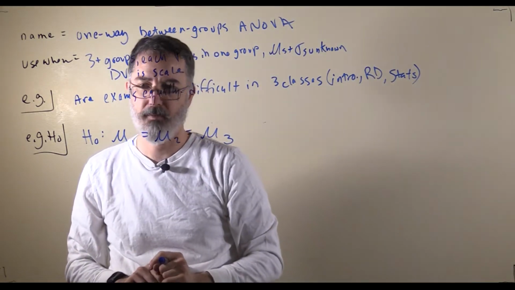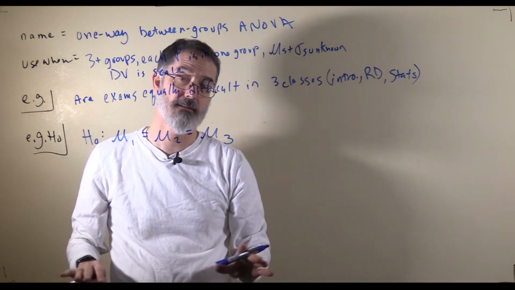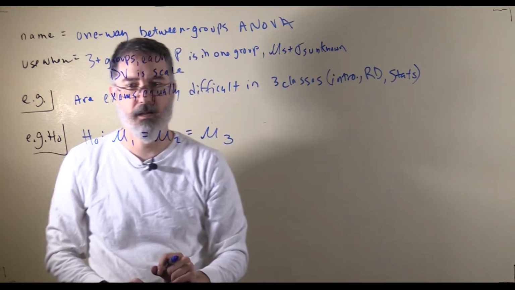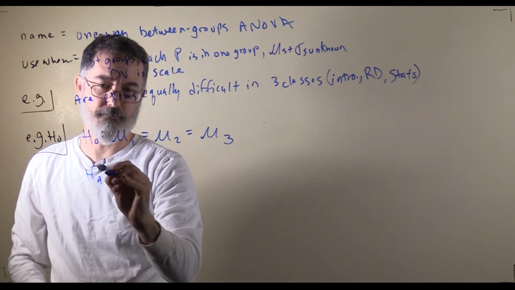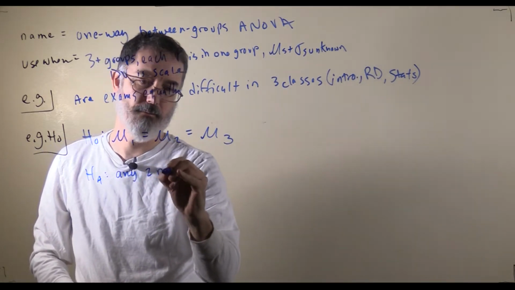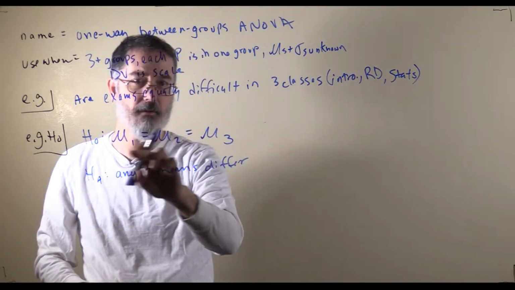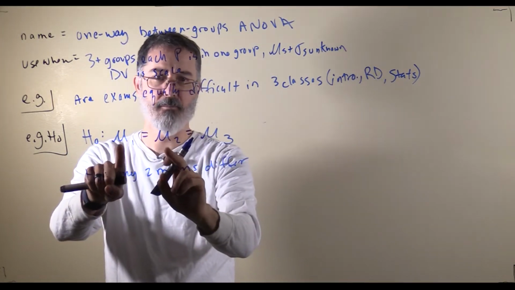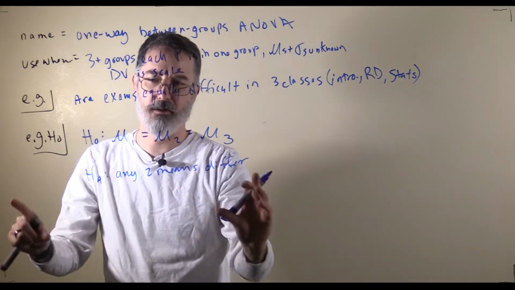So notice that this null hypothesis could be wrong in reality if any two of these means are different from one another. So usually you don't write a single alternative hypothesis like you did for a t-test. Here you could say for your alternative hypothesis something like any two means differ, because this is false if one or two are different from each other, two or three are different, or one or three are different. So you could also write it out that way if you want.